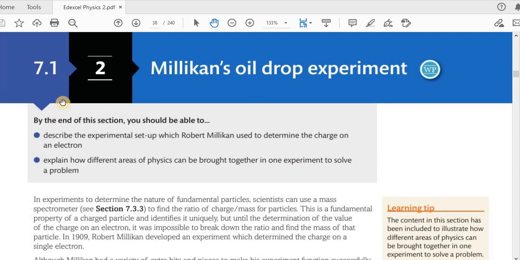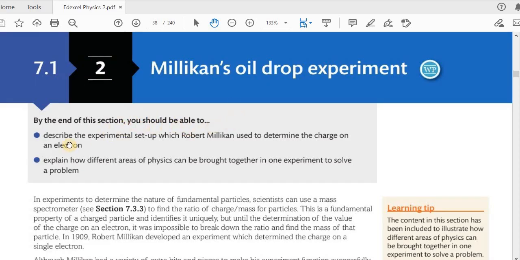Chapter 7.1 Part 2. In Part 1 we had the introduction to electric fields and uniform electric fields. Now we will see something more here, and then in the next part, 7.1 Part 3, you will have the radial electric fields.